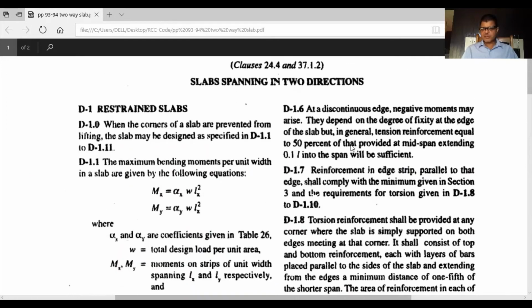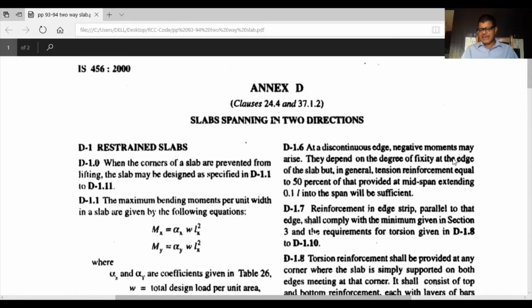Now, what is the next clause? All the discontinuous edge negative moments may use... They depend on the degree of fixity at the edge of the slab, but in general, tension reinforcement equal to 50% of that provided at mid span, extending 0.1 L into the span will be sufficient. What does that mean?